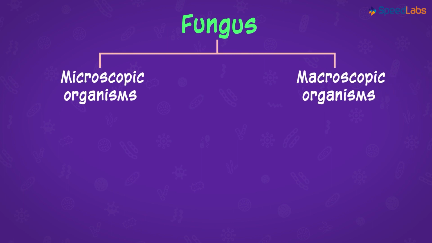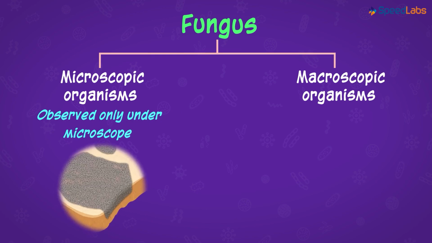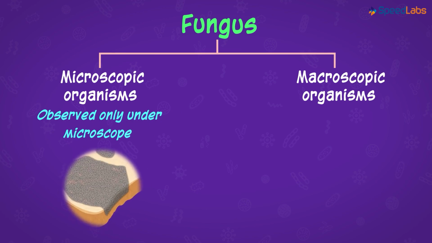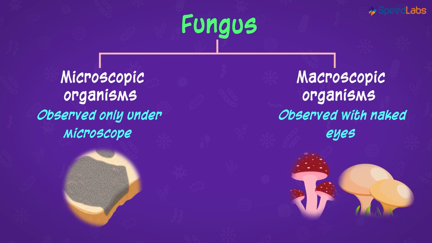What do we mean by this? Microscopic means those which can only be observed under the microscope. So the cottony growth that you find on stale bread can be included in this category. On the other hand, macro means huge. So those which are big enough to be observed with naked eyes are macroscopic organisms. Which organisms can we consider as an example of this type? Well, mushrooms and puffballs can be included in this category.